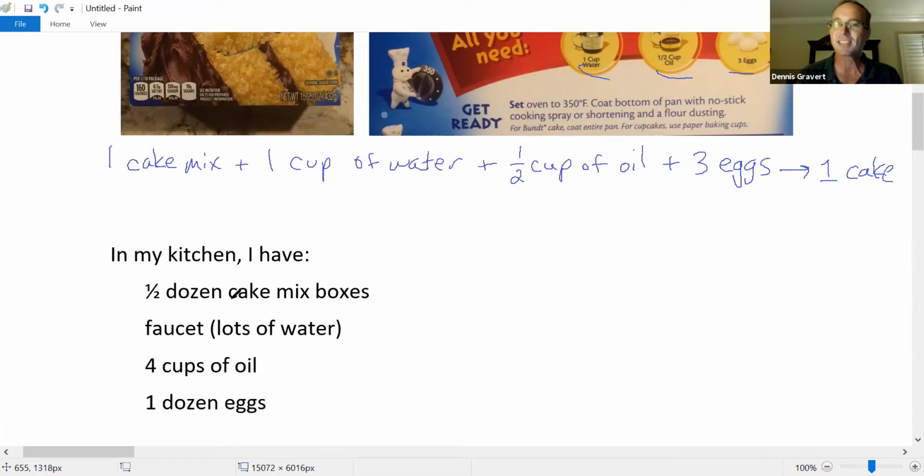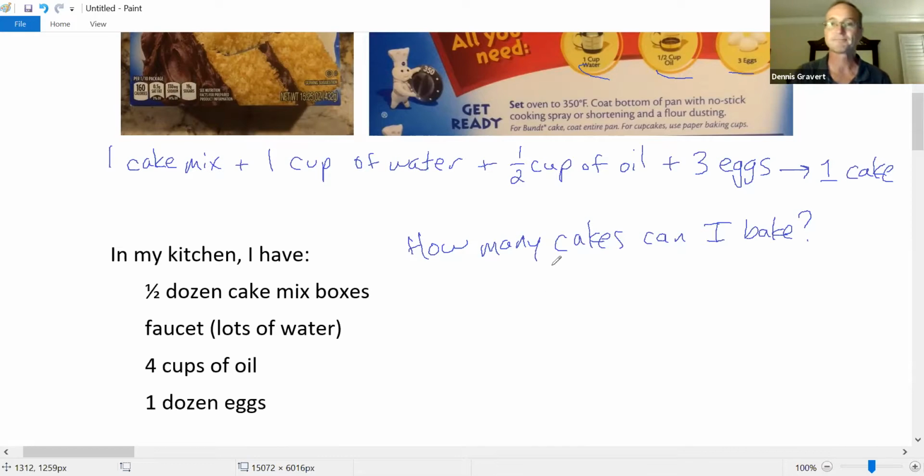I have a half dozen cake mix boxes. Cool. Got a kitchen faucet, lots of water there. I dig around, I find 4 cups of cooking oil, and then I have a dozen eggs. So how many cakes can I bake? I want to use up as many ingredients as I can.